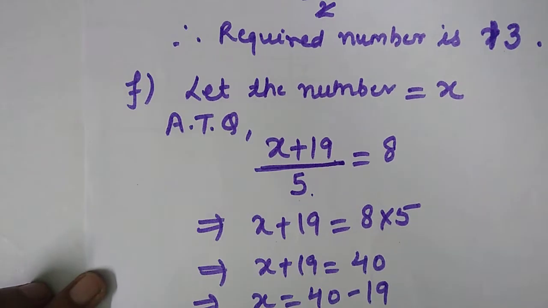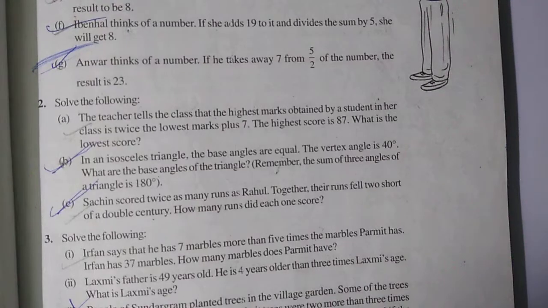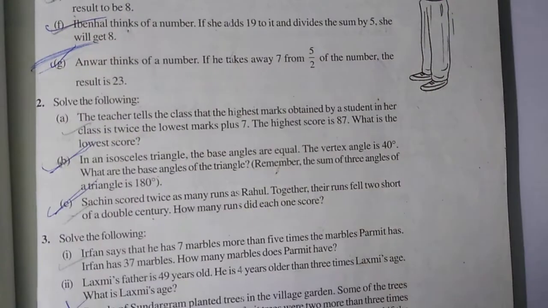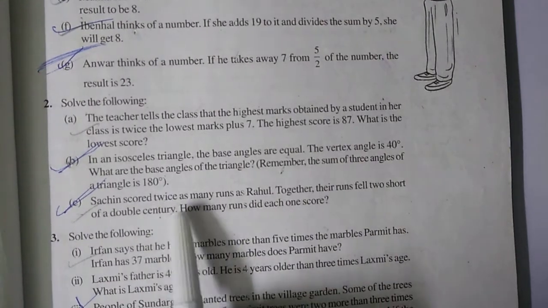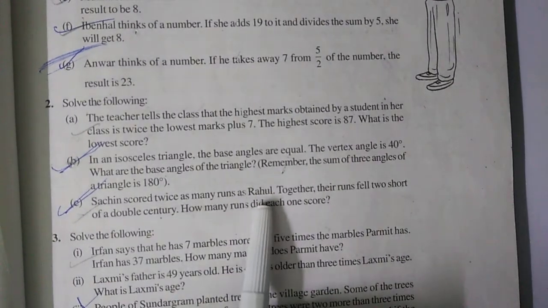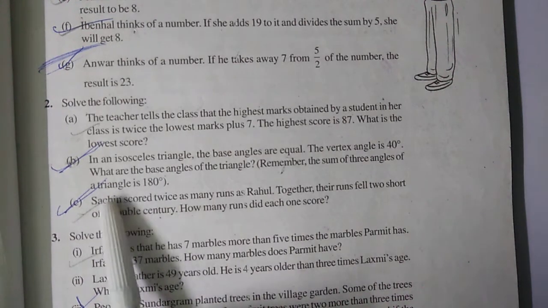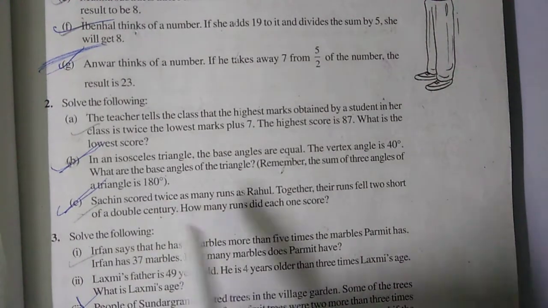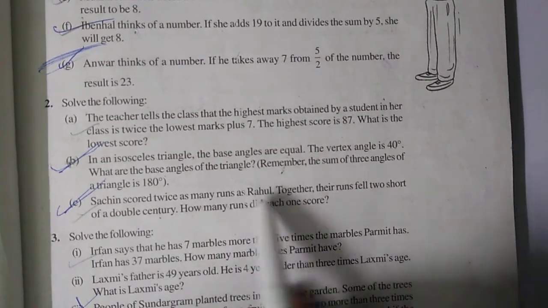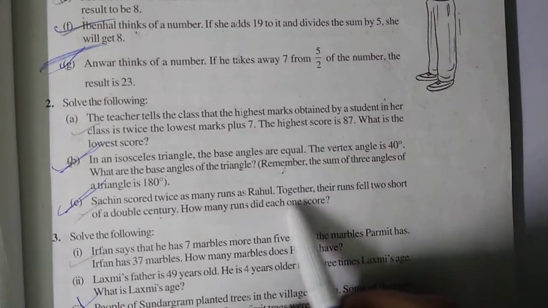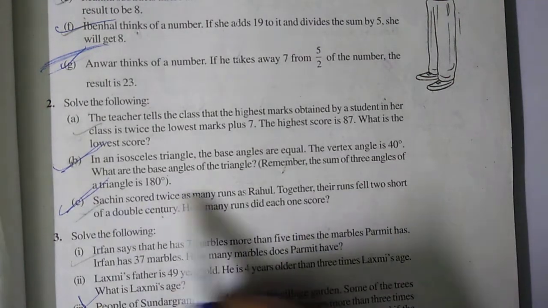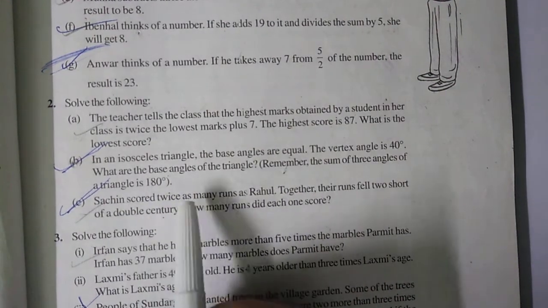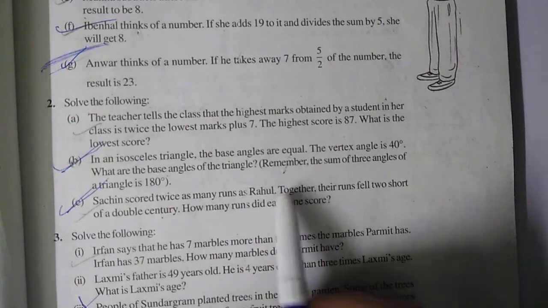Now let us discuss question number 2. Now I am explaining question number 2, taking the C part. Sachin scored twice as many runs as Rahul. It means Sachin has scored 2 times as many runs as Rahul. So if Rahul scored x runs, then Sachin scored 2x runs. This is the meaning of this statement.